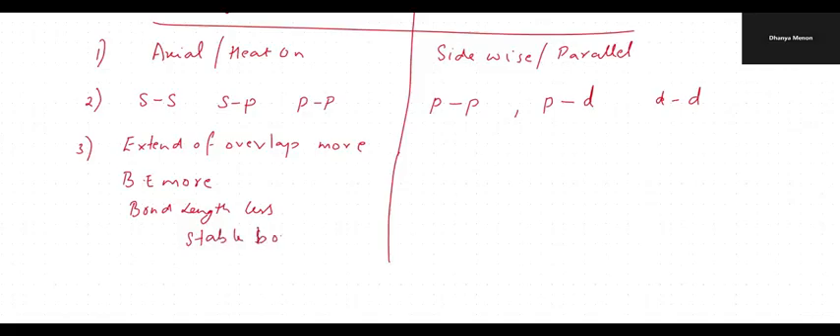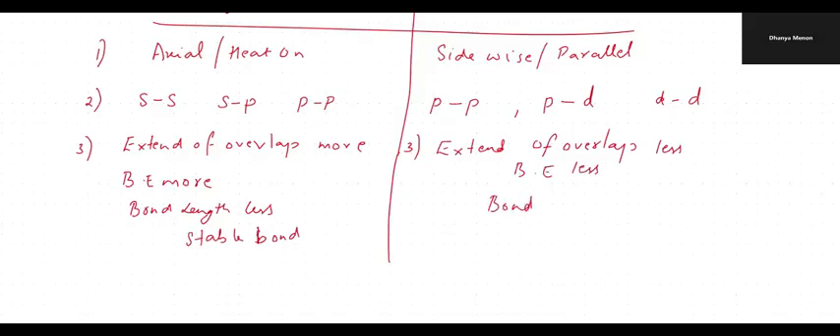Here in the pi bond, the extent of overlapping is less. So the bond energy will be less. What about the bond length? Bond length is more, because bond energy is inversely proportional to bond length. This information was given before.